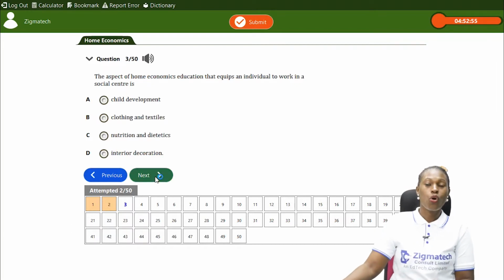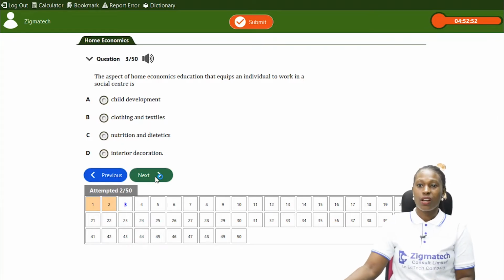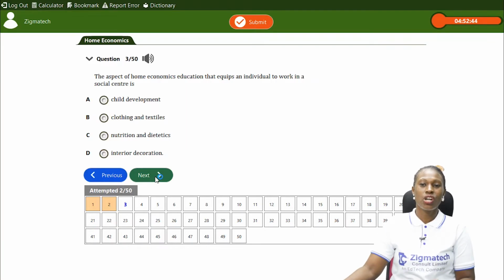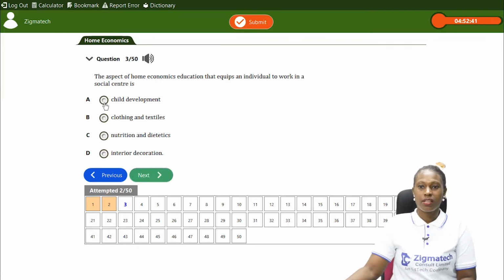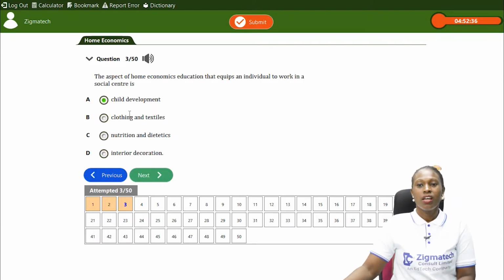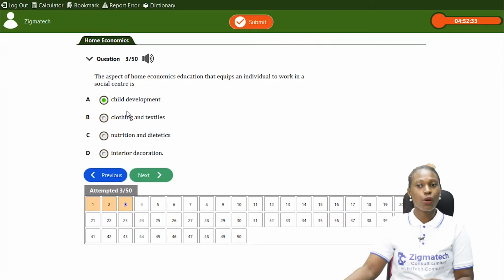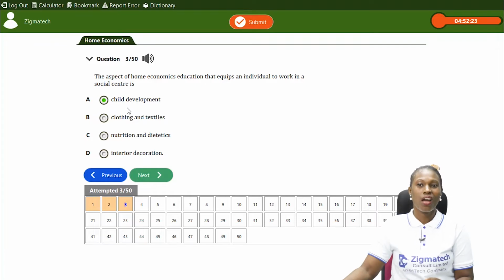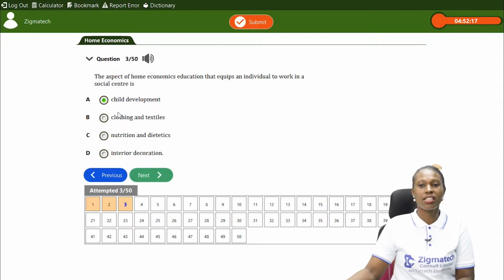Now, the aspect of home economics that equips an individual to work in a social center is, the correct answer for that question is child development. If you remember quite well, we talked about the different aspects of home economics. Child development is one part that helps you to work with children. So as a social worker, you would have to have that knowledge in child development to help you work in a social center. So child development is the answer to that question.